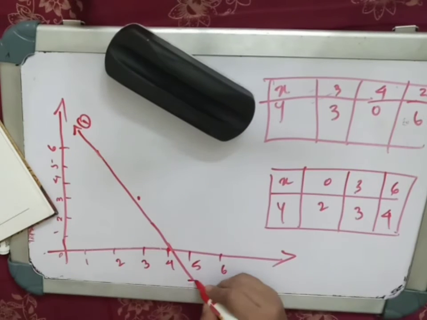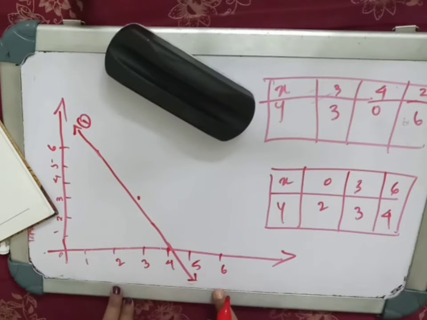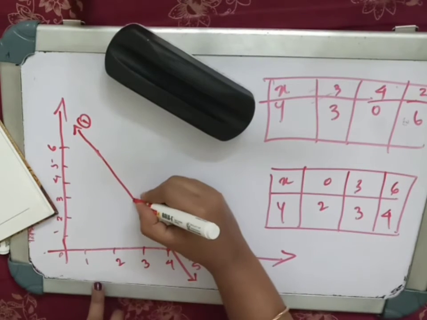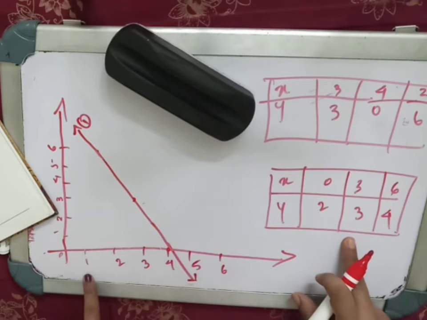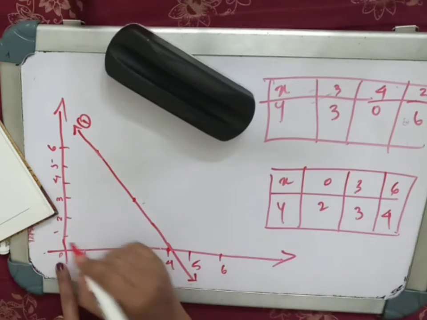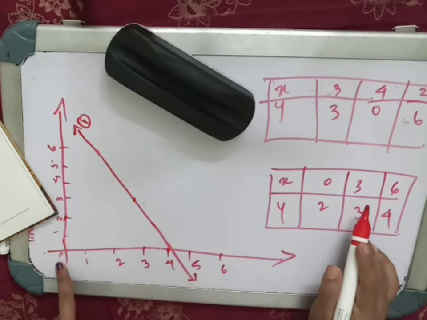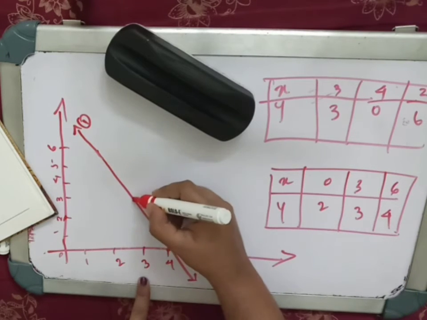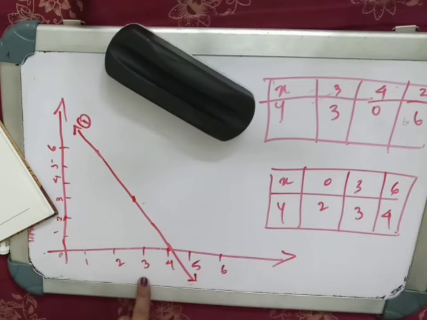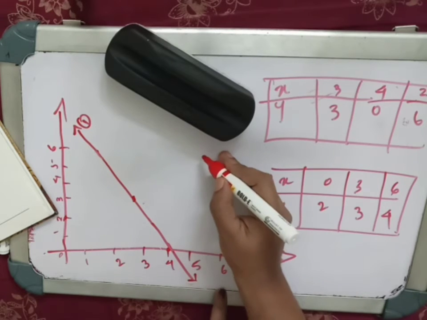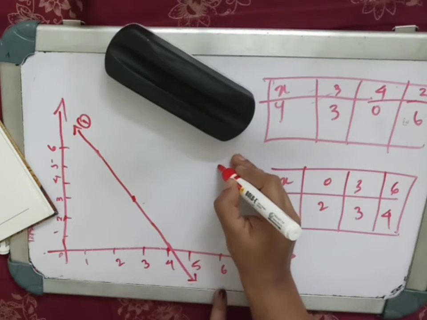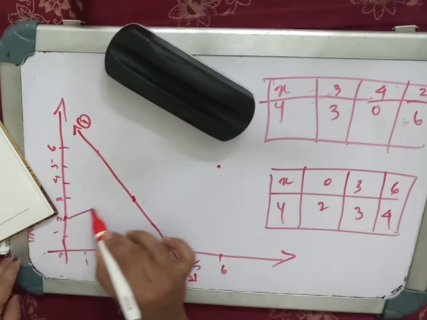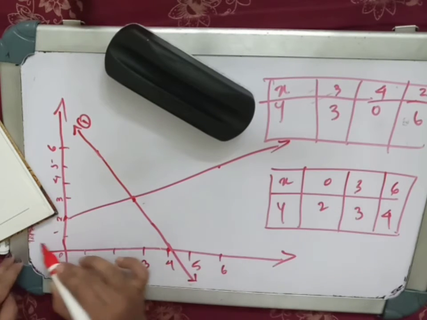So this is the line that represents the first equation. Now let us plot the line for the second equation. When x is equal to 0, y is equal to 2. And when x is equal to 3, y is equal to 3. This point. Then when x is equal to 6, y is equal to 4. So that equation will be like this.